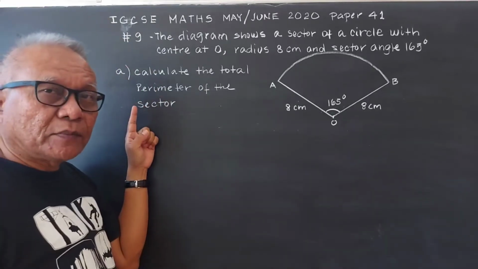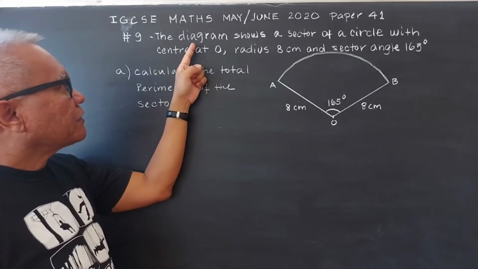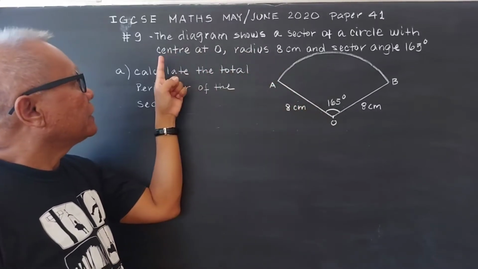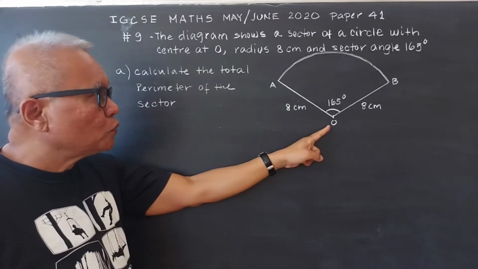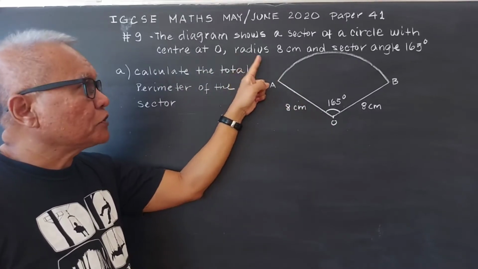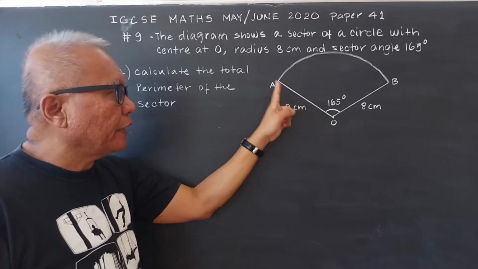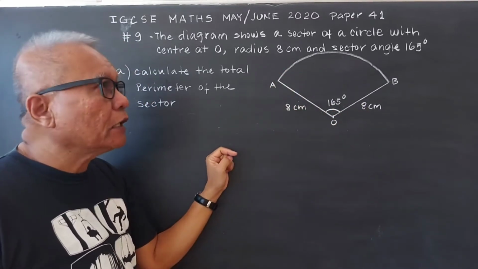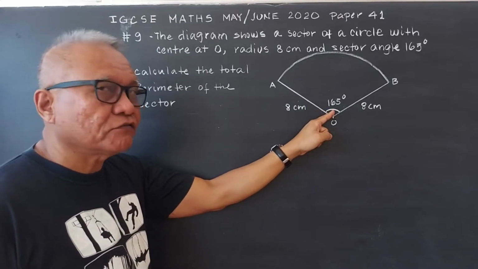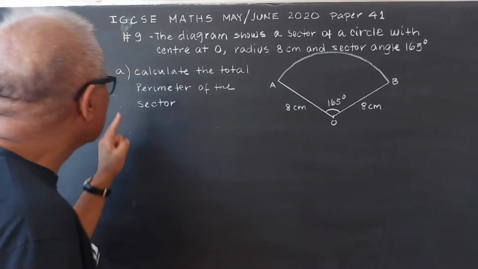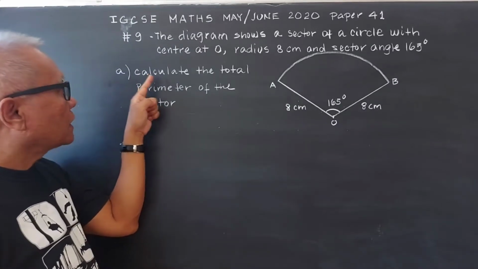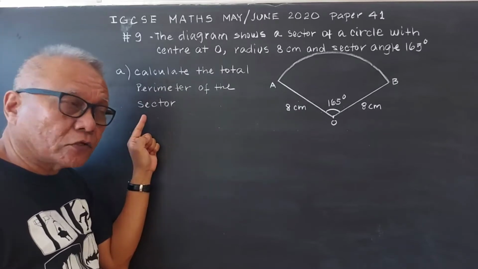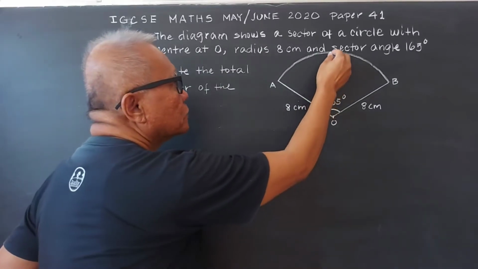So this is our problem number 9. The diagram shows a sector of a circle with center at O and radius 8 centimeters, OA 8, OB 8, and a sector angle of 165 degrees. Question letter A. Calculate the total perimeter of the sector. So we need this one.